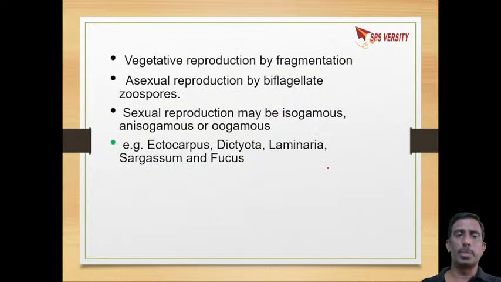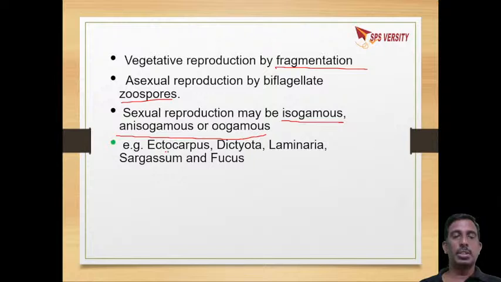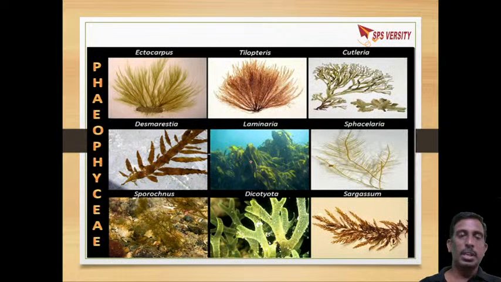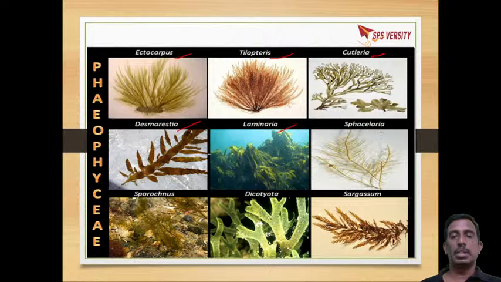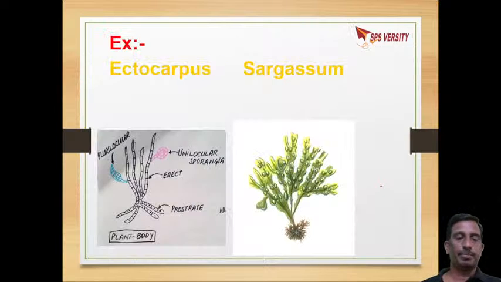There are three types of reproduction: vegetative, asexual and sexual. Vegetative is by fragmentation, asexual by zoospores, and sexual by isogamous, anisogamous and oogamous types. Examples: Ectocarpus, Dictyota, Laminaria, Sargassum and Fucus. Brown algae examples in Phaeophyceae: Ectocarpus, Cutleria, Desmarestia, Laminaria, Sphacelaria, Sporochnus, Dictyota, Sargassum. Here you can see a clear diagram of Ectocarpus, which has unilocular and plurilocular sporangia.